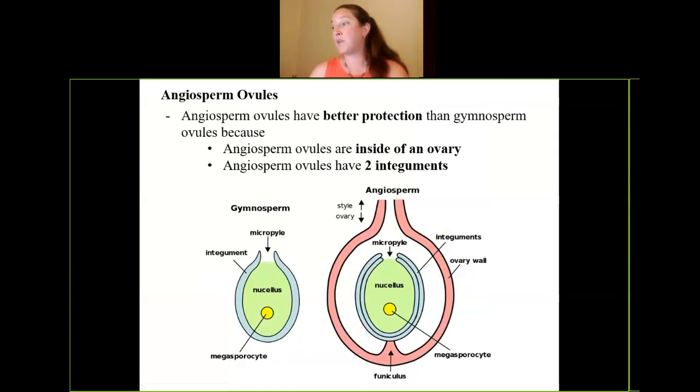And even though, so the, sorry, my other, okay. So not only are the angiosperm ovules more protected because they're inside of an ovary, they're also even more protected because they have more layers. You don't need to know the term. They have more layers than before. So multiple layers plus they're inside of an ovary.